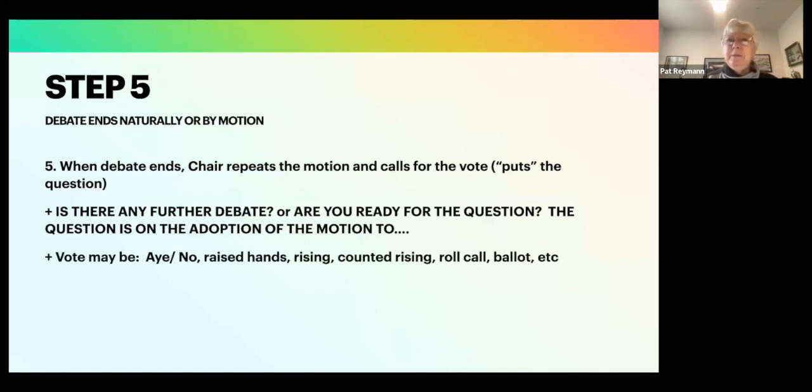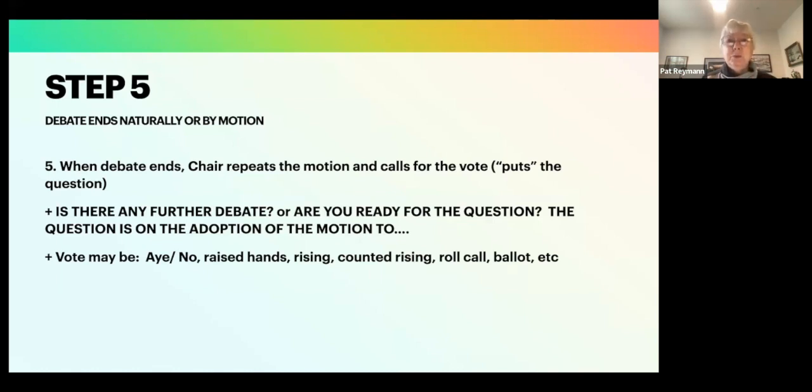And then the vote may be taken any number of ways. The most common is the voice vote, which is aye/no. Now, it's not aye and nay, which would match. It's not yes and no, and that would match. It's aye and no. It helps if you think of a face. You're taking the ayes and you're taking the noes. Okay. But that is the most common, a voice vote.